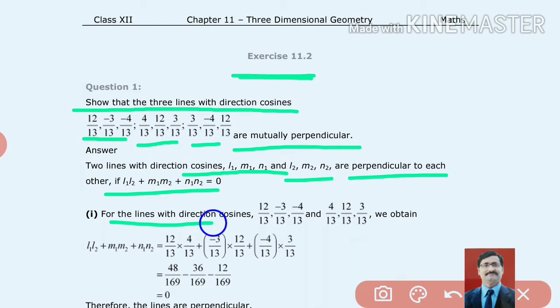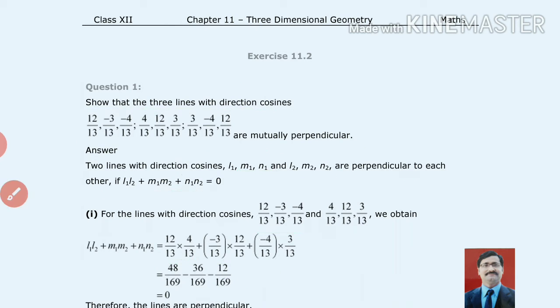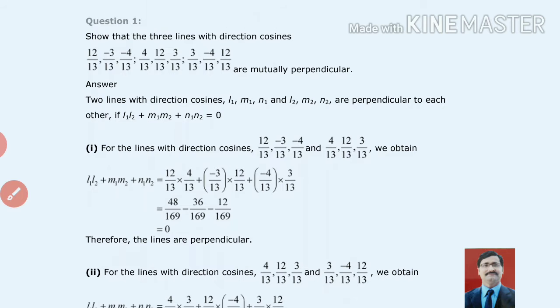So we will take the first two lines, the direction cosines of the first line and of the second line. If these lines are perpendicular, then we will have l1 l2 plus m1 m2 plus n1 n2 equal to 0. So we multiply these and solve, and you will get 0, which means you can say these lines are perpendicular.